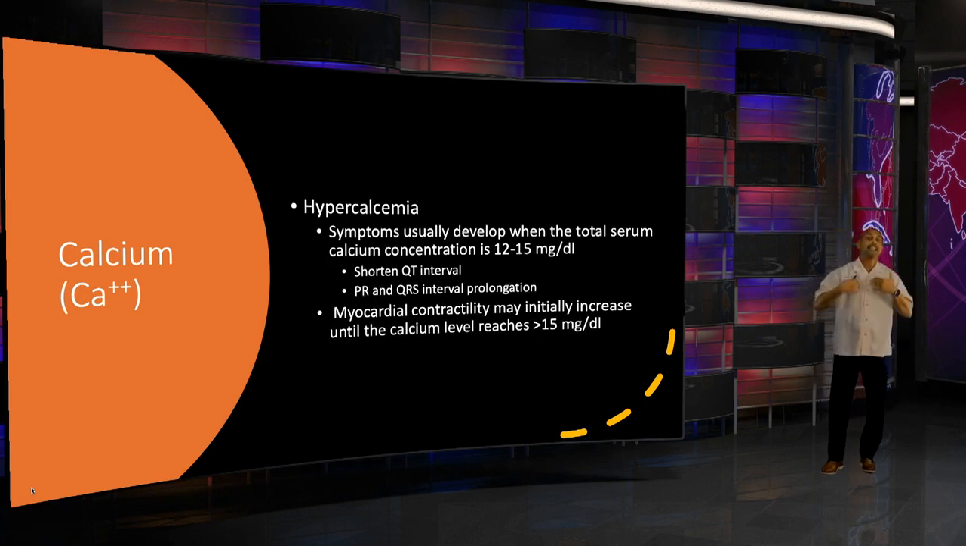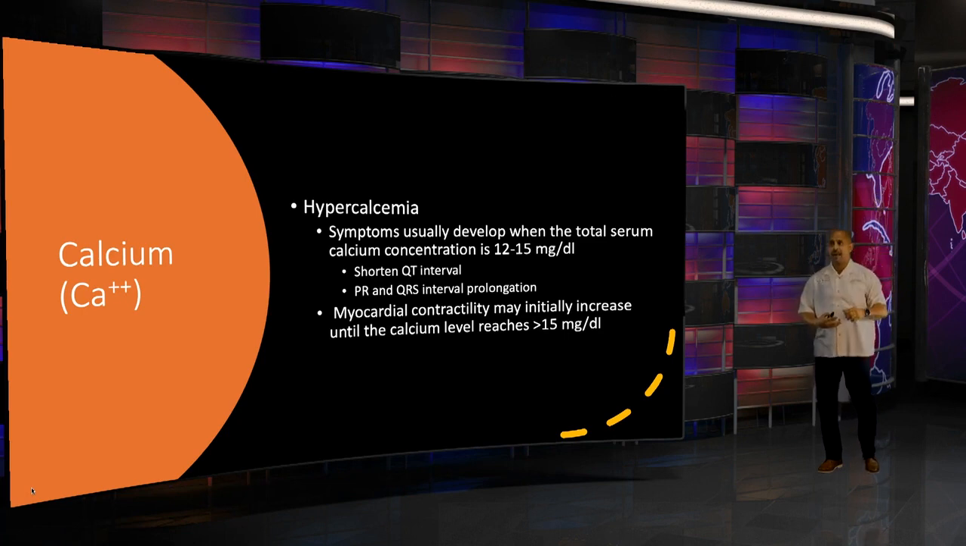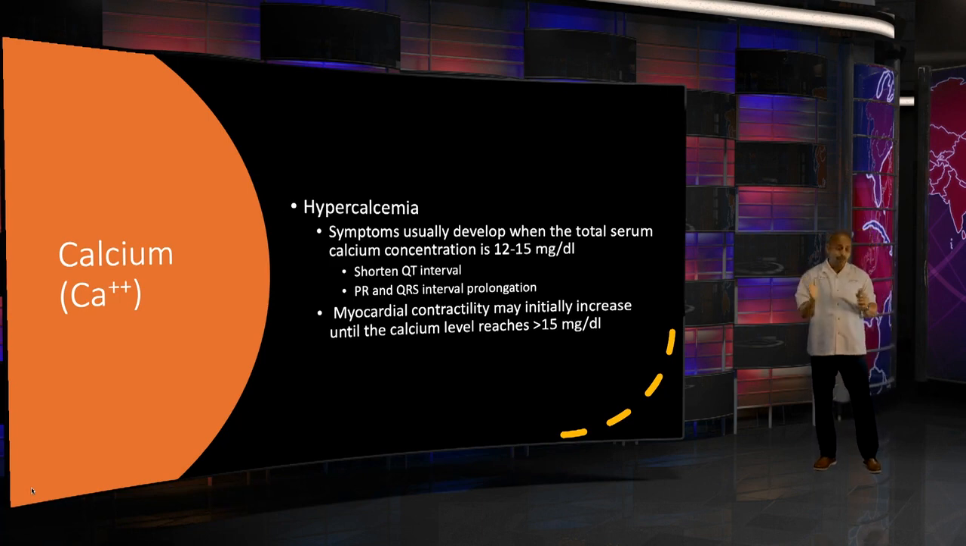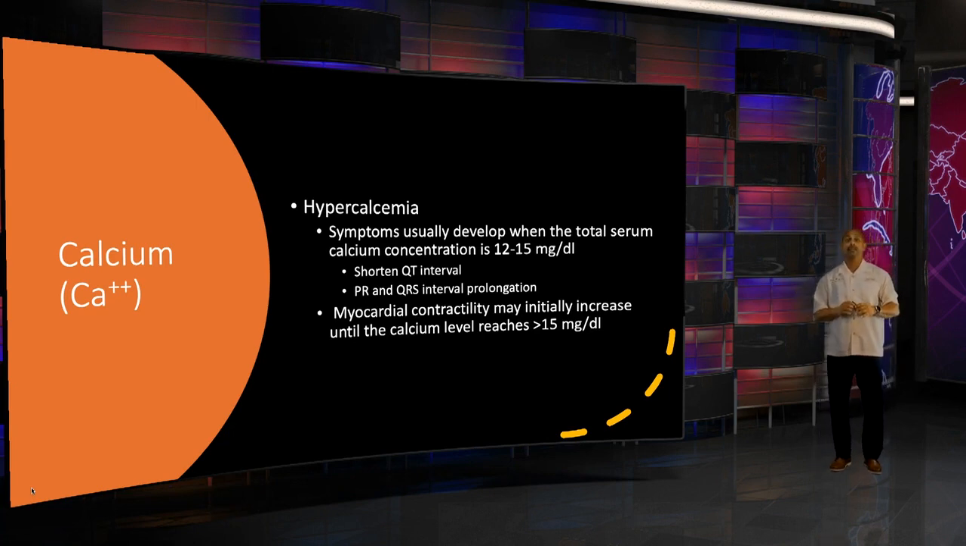So hypercalcemia. Let's talk about the opposite, too much calcium. We're talking greater than 12 to 15 before we start seeing symptoms. It's going to do the opposite. If you know very low calcium causes a prolonged QT, guess what a lot of calcium can do? It can actually shorten your QT interval. So it's very, very important to understand that.